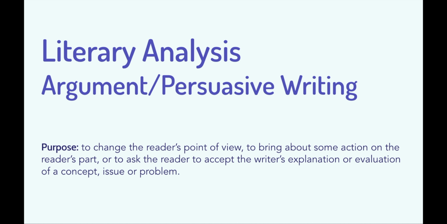Hi everyone, so this is the first video of the argument persuasive writing part of our unit. The purpose of argument persuasive writing is to change the reader's point of view, to bring about some action on the reader's part, or to ask the reader to accept the writer's explanation or evaluation of a concept, issue, or problem. And so in this case, the concept, issue, or problem is going to be related to the essay prompt, any of the concepts that are involved in that essay prompt, and the respective book that you read if you're a sophomore or a junior.